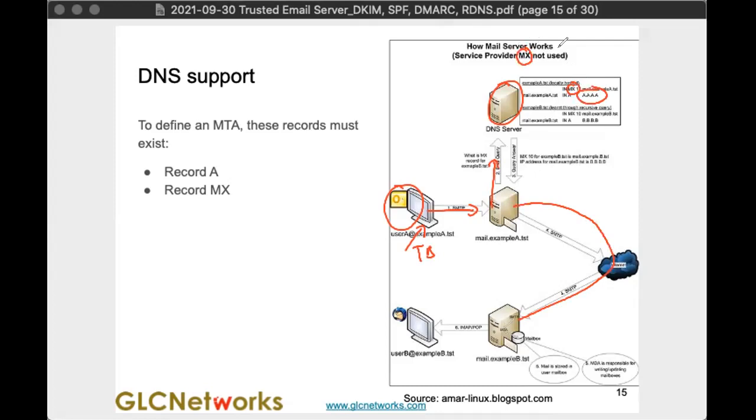These two records are very important, so make sure you have both of them. I'm checking the MX record of the destination, and after that, I check the IP address. When packets arrive, the user will get the email. As simple as that. It's always checking with the DNS.